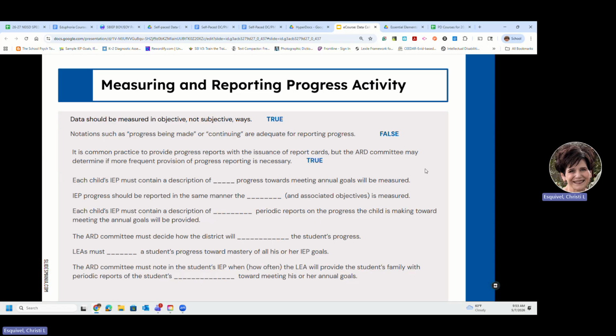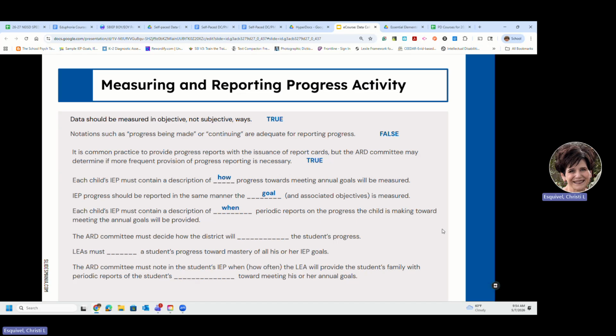This is true. Each child's IEP must contain a description of how progress towards meeting annual goals will be measured. The IEP should be reported in the same manner the goal and associated objectives is measured. Each child's IEP must contain a description of when periodic reports on the progress the child is making toward meeting the annual goals will be provided.